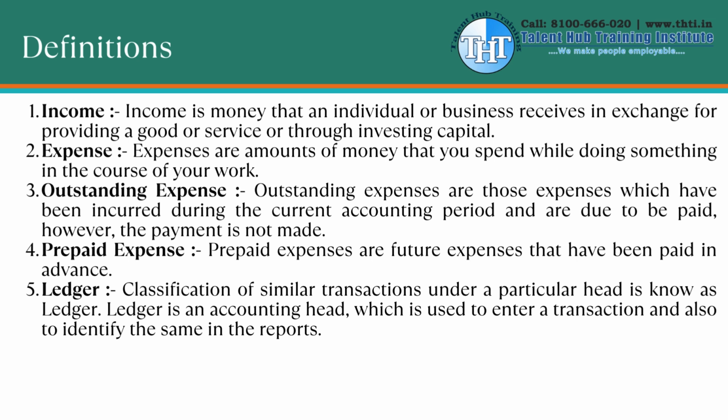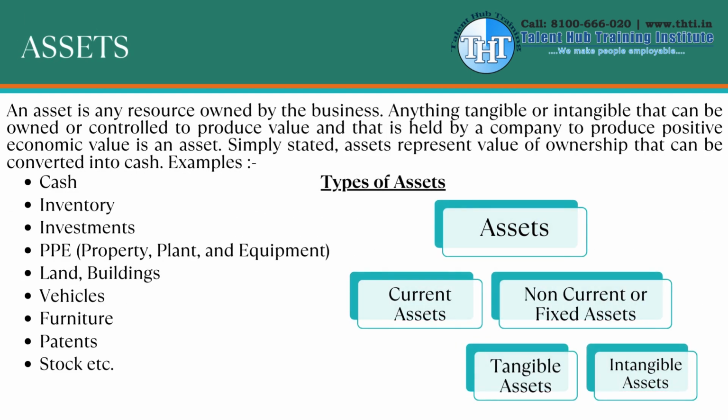Ledger. Classification of similar transactions under a particular head is known as ledger. Ledger is an accounting head, which is used to enter a transaction and also to identify the same in the reports. An asset is any resource owned by the business. Anything tangible or intangible that can be owned or controlled to produce value and that is held by a company to produce positive economic value is an asset. Simply stated, assets represent value of ownership that can be converted into cash.